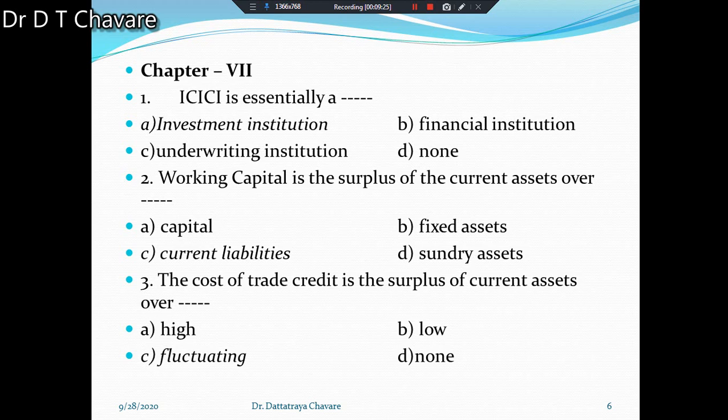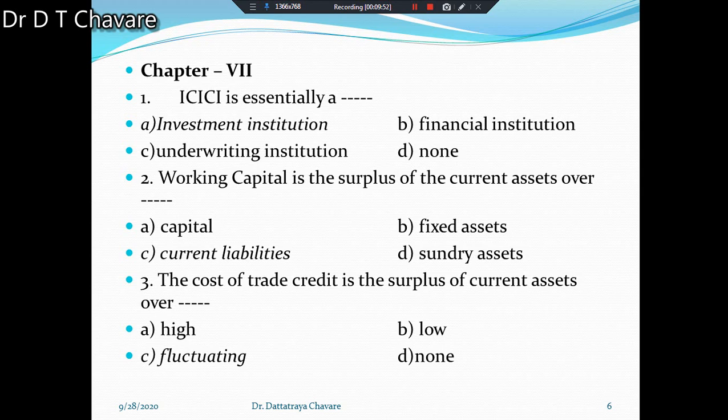Then another question is there: working capital is the surplus of the current assets over dash dash. For working capital, you have to understand the meaning. What is the meaning of working capital? Working capital is the surplus of the current assets over dash dash. Over the capital? No. Fixed assets? No. Current liability, because working capital is related with current liabilities. That's why this is the correct answer.